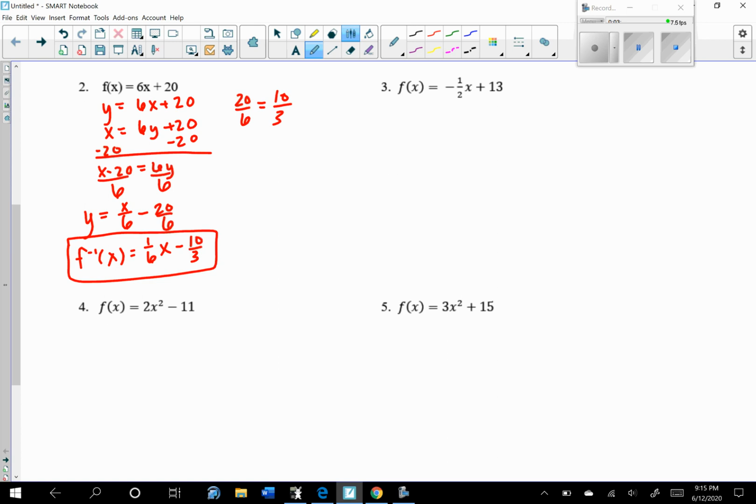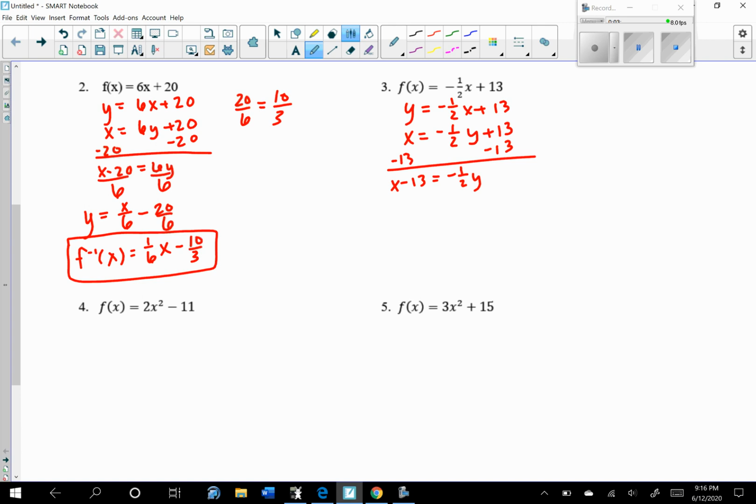Looking at question number 3, same thing. So y is equal to negative 1/2 x plus 13. So x equals negative 1/2 y plus 13 when we switch. Then we want to solve for y, so subtract the 13. And then the next step would be to get rid of the negative 1/2.